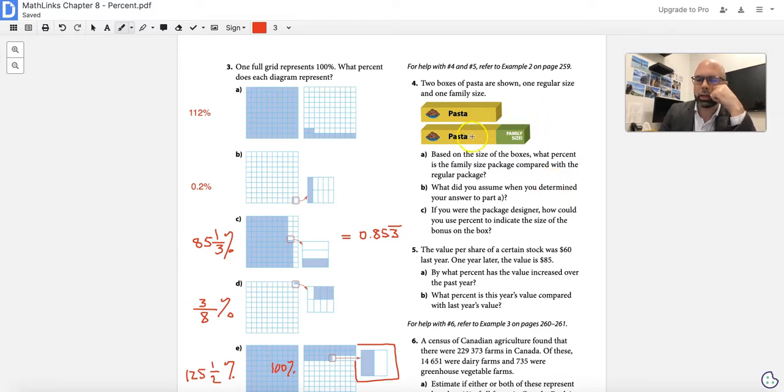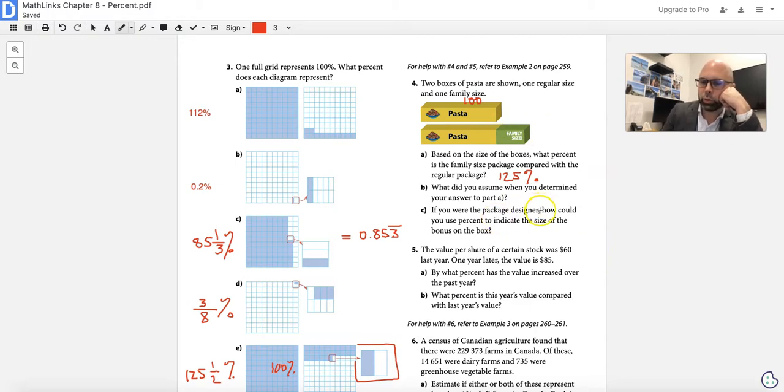I don't see any actual numbers here in terms of the size. So I'm just going to estimate this, and if it is the same package, I think I can remember. Oh, sorry, I'm not writing a percent there. 125%. Right? Because if this is 100, think of this as like a 100 grid, then we have to add this 25%.